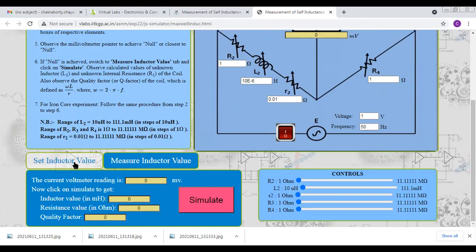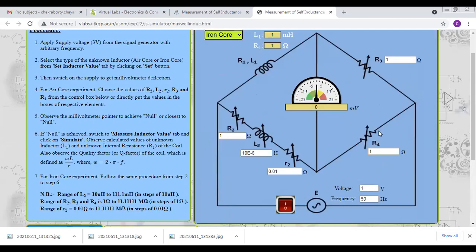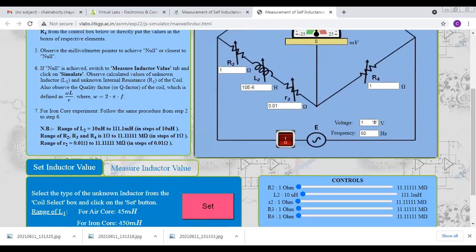So I am going to start. The inductor value is unknown. I am selecting the iron core first. Okay, this is the iron core. My unknown coil, and its resistance is also unknown. This is L1 and L2, and this is the iron core. Okay, the coil is iron core. And now I have to select the voltage. Here it is determined, this is 3 volt, and you put any arbitrary frequency. I say this is 50, or you may say it is 60. I select this 60. Now I switch it on.